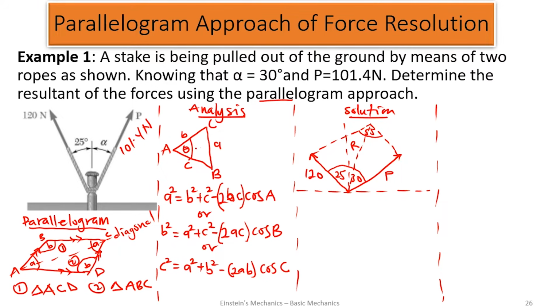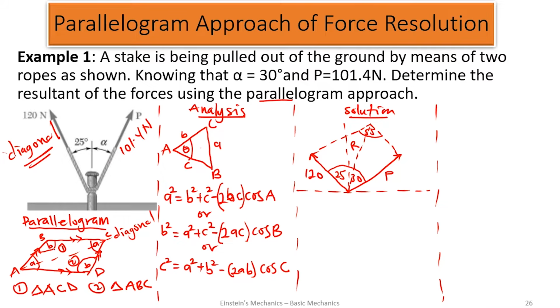And the parallelogram law of vector resolution states that if two forces represent the adjacent sides of a parallelogram, the resultant is the diagonal. Remember that the resultant is the diagonal. So when you find the length or the magnitude of the diagonal, you are finding the resultant of the two forces. And bear in mind, the parallelogram approach only affects two forces. If there are three, you combine two, then you solve it.